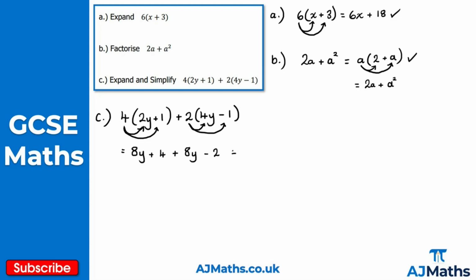And the way we do that is by collecting like terms. I've got 8y plus 8y. So that would give me 16y. And I've got positive 4 minus 2. So 4 minus 2. And that would give me 2 there. And there we have it. So that's the solution to C. And that gives us the solution to question 1.